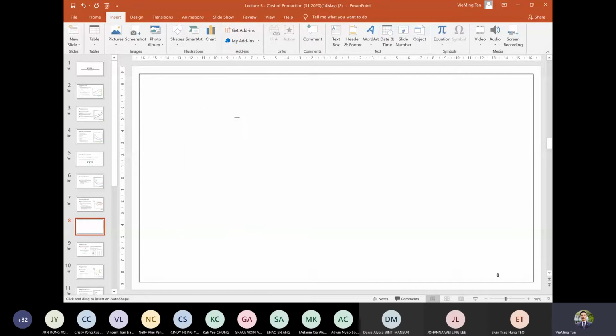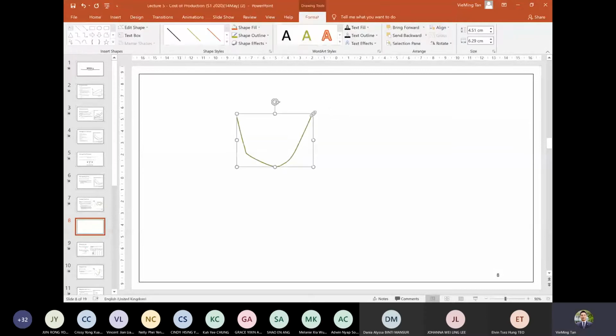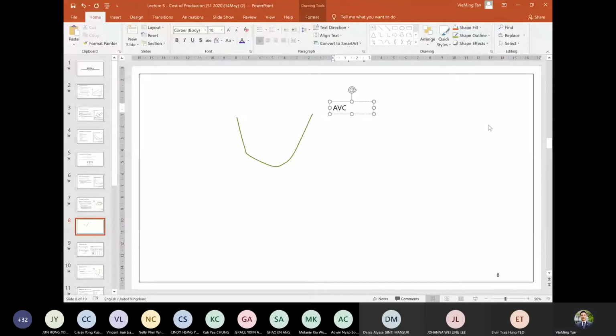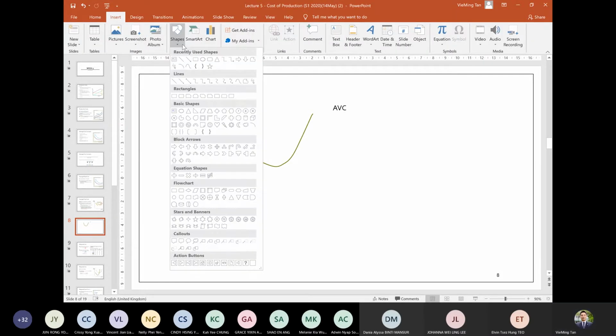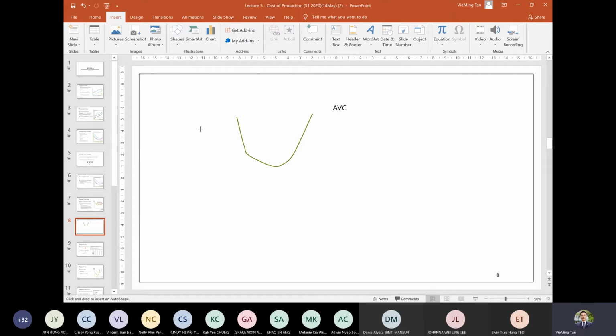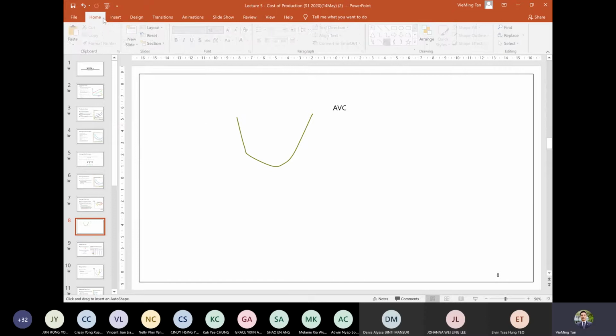Okay, let me try to draw the average variable cost first. It's a U shape. Okay, so I name this as average variable cost, AVC. Yeah? So now let us try to draw the average total cost. Average total cost is also a U shape. So it will be like this. Start from here. I use another color, better, right? So that you can see the whole picture.